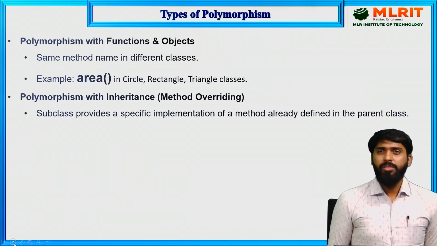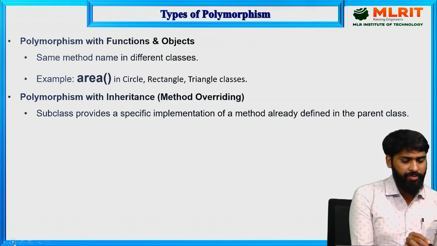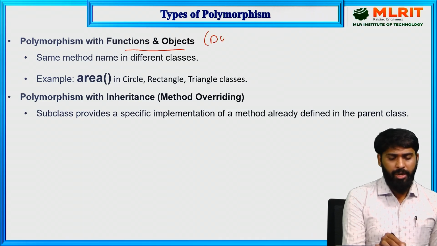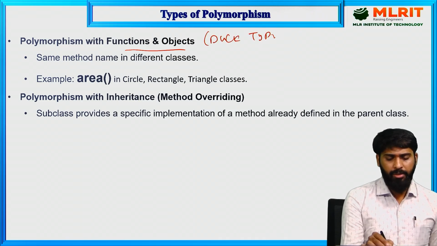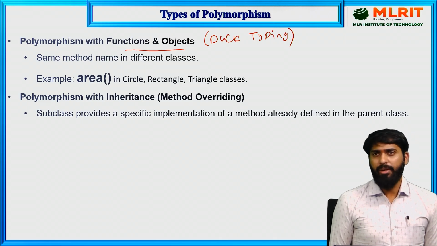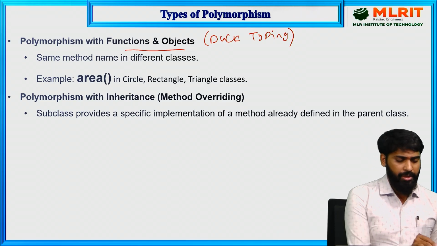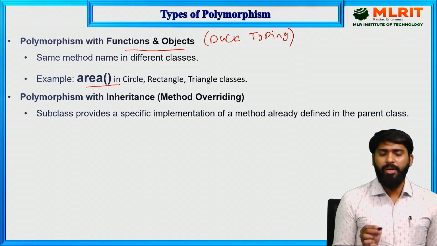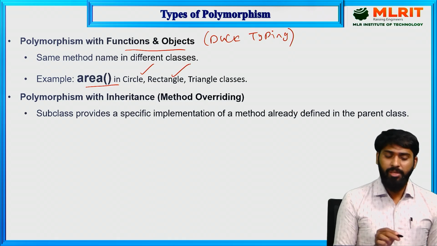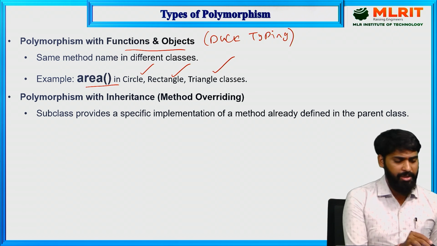So we have two types of polymorphisms in Python. One is polymorphism with functions and objects, which we call duck typing. Same method name in different classes is called duck typing. For example, area may be present in circle class or in rectangle class or in triangle class, but in all these classes the function name is area.